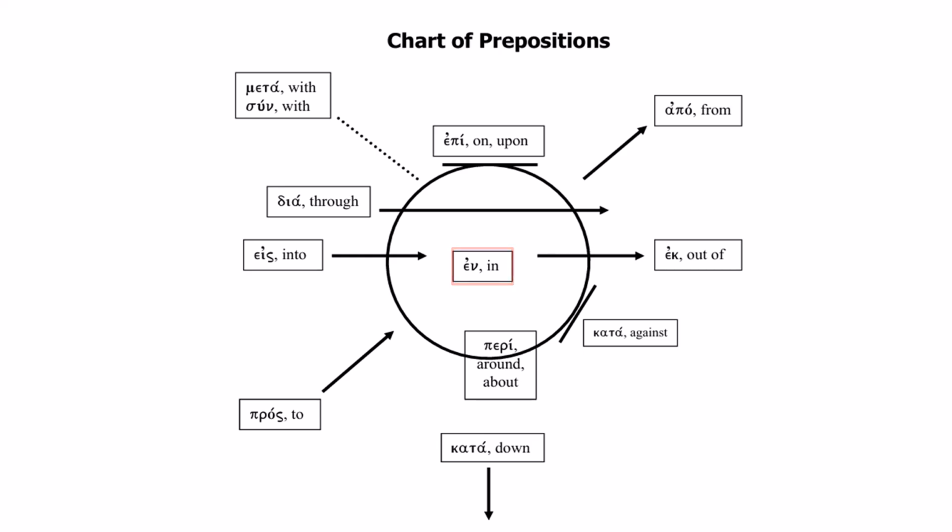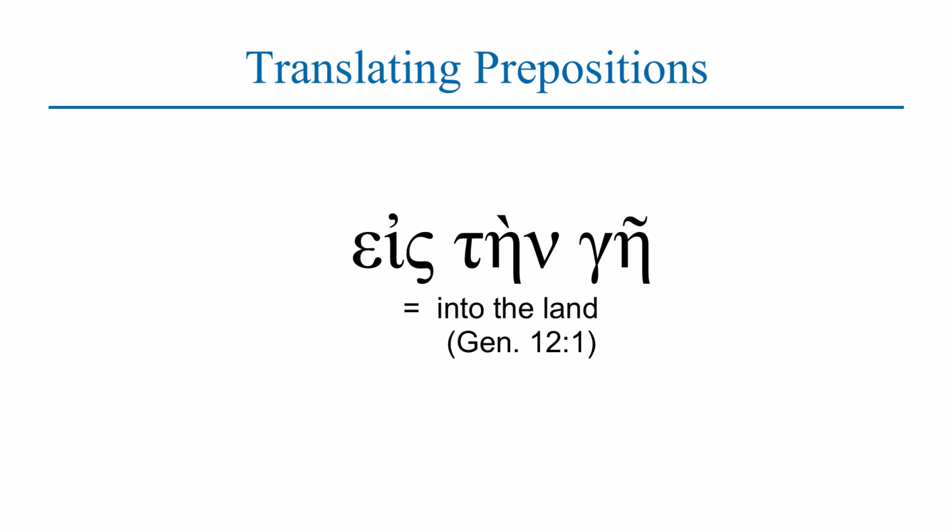So en means in. This prepositional chart can help you to know the Greek prepositions due to the placements on the chart. You can look at the chart and look at how the prepositions are placed so that you can know the definition of the words. Take time to know these words because they are very important in how we're going to progress. Let's look at how to translate prepositions.